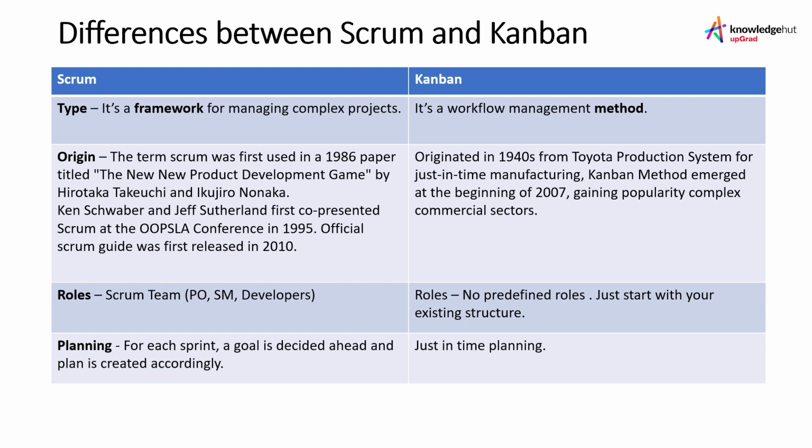All right, now let's talk about planning, how planning is being done in Scrum and how it is being done in Kanban. So in Scrum, for each sprint, a goal is decided at the beginning of the sprint and the plan is created accordingly. Whereas in Kanban, we do just in time planning. As the things keep on getting completed, we decide, okay, what is the next priority, and we pull it in our work in progress backlog.